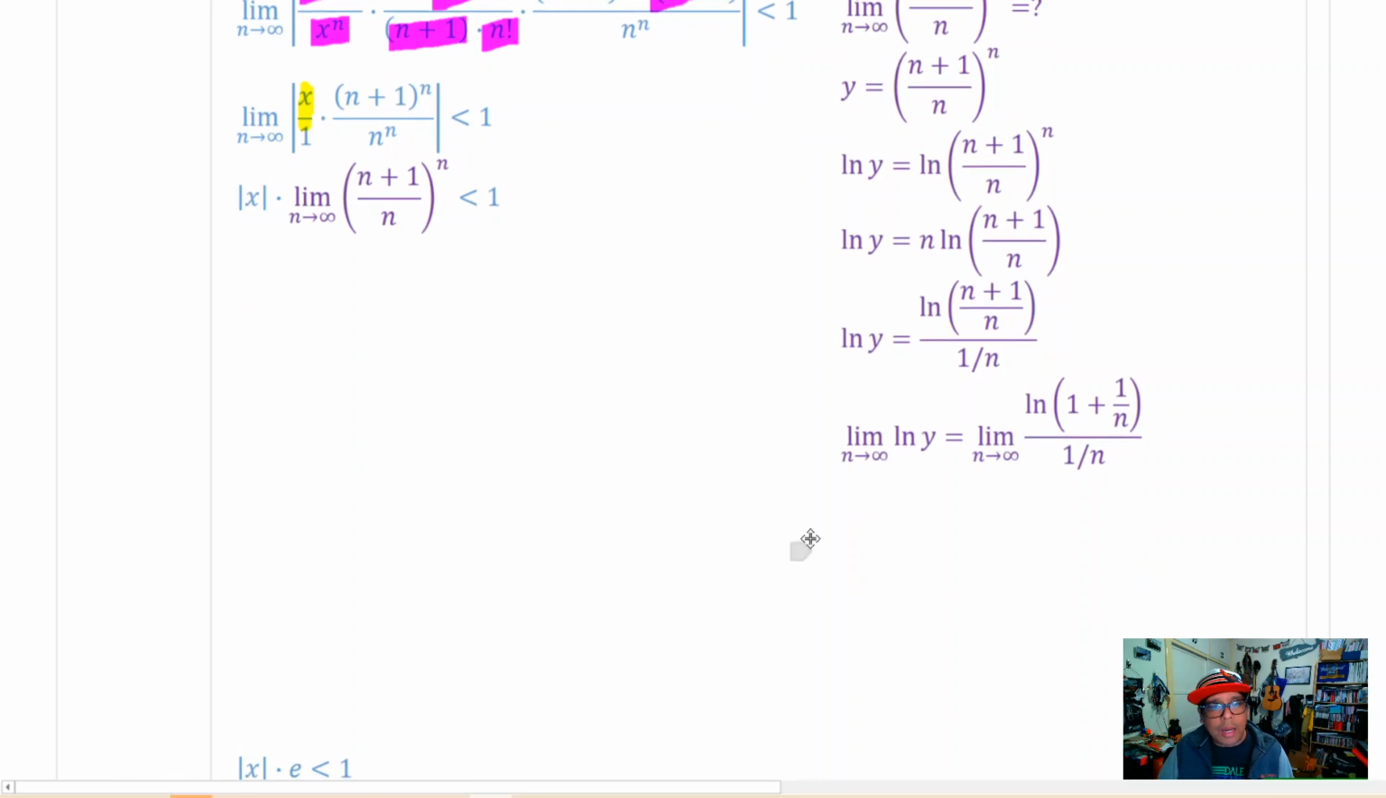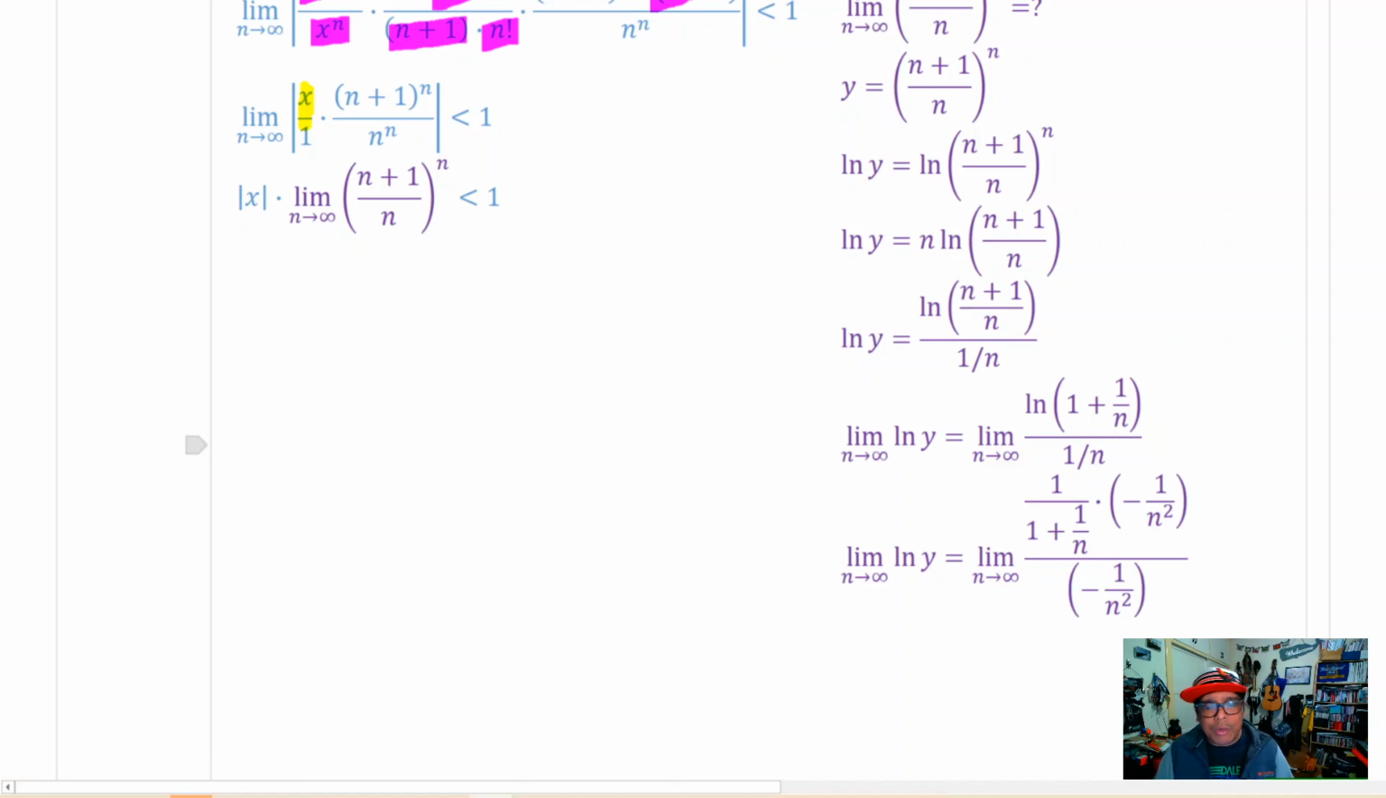And now we have the natural log of, as n goes to infinity, the natural log of 1, which is 0, over 1 over n as n goes to infinity, which is going to go to 0 as well. So this is 0 over 0, an indeterminate form. So we're going to take the derivative of the numerator and then the derivative of the denominator.